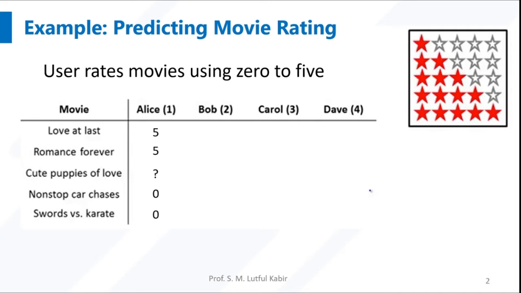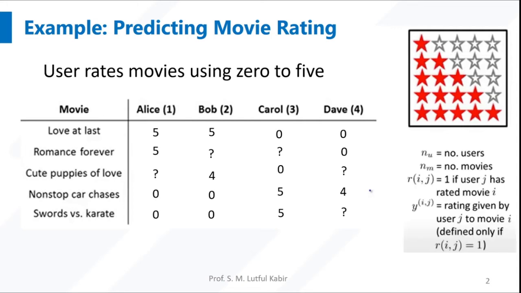Similarly, Bob, Carol, and Dave also rated the movies, and some of the movies they didn't watch. That's why there is a question mark. So this question mark indicates that he didn't rate the movie, in other words, he didn't actually watch that movie. So our first job may be to predict the ratings which they didn't put. So how to predict movie rating? By looking into the other ratings of the other movies.